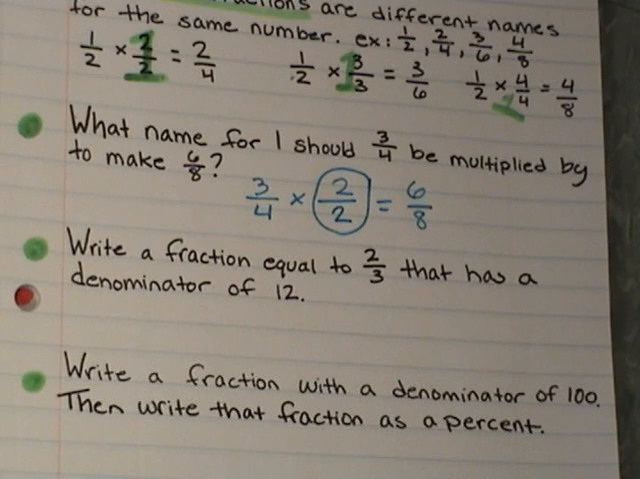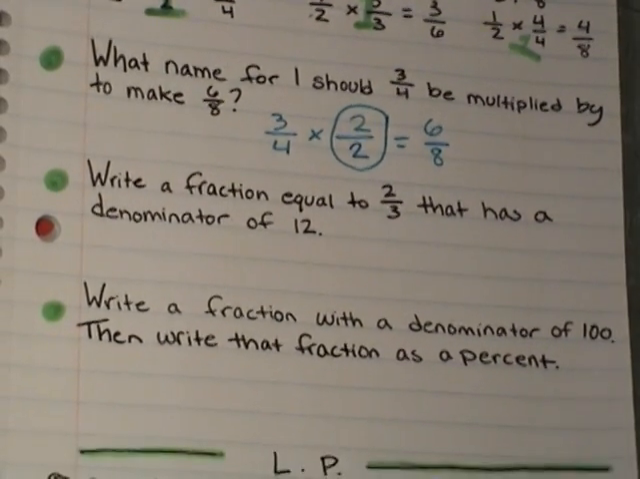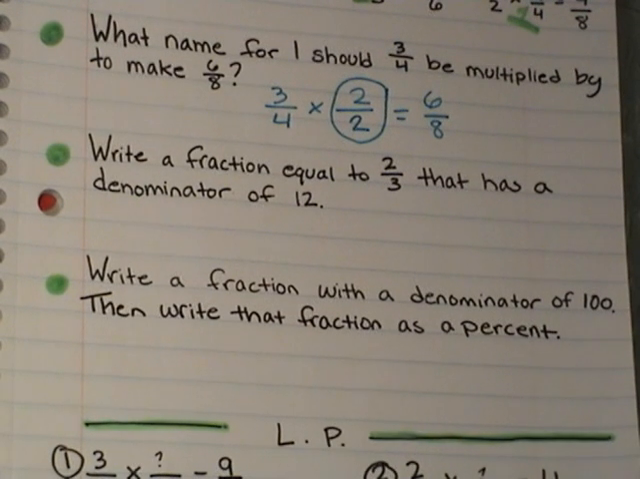And this is how you're always going to change the value. When you multiply by 1, you don't change the value of the number, you just are changing what it looks like. The value is still the same, it still means the same, it just looks a little bit different. Alright, the next one. Write a fraction equal to 2/3 that has a denominator of 12.